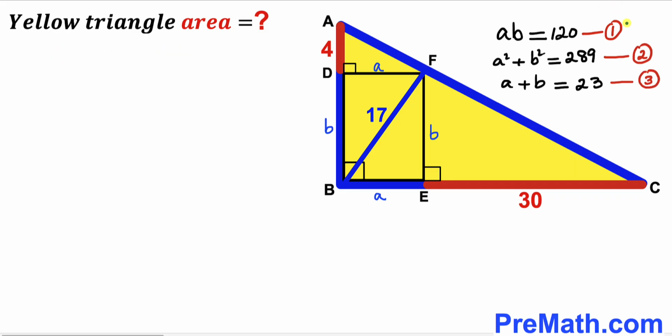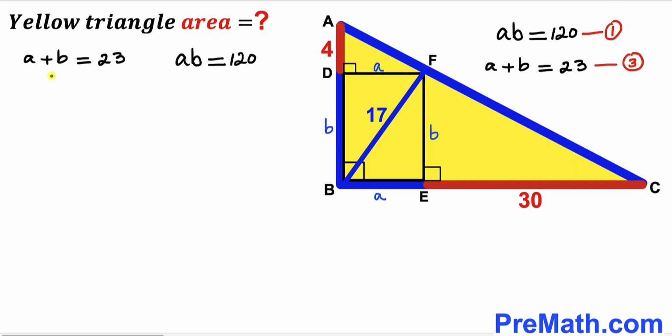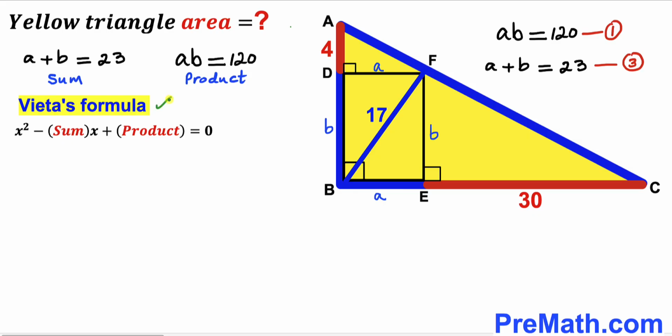So thus we ended up with these 3 equations. And here I have copied down this equation 3, a plus b equals 23, and this equation 1, a times b equals 120. And here we can see this represents the sum and this represents the product. And now let's recall Vieta's formula for this quadratic equation: x square minus the sum times x plus the product is equal to 0. And in our case, our sum is 23, whereas the product is 120.